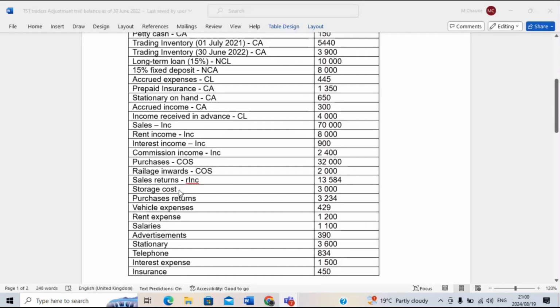So I was saying purchases is one of the items that we're going to utilize to calculate cost of sales. So I'm going to identify them as COS. COS means cost of sales, right? So note that as COS, cost of sales. And then we go to carriage inwards. Carriage inwards is also one of the items that we use to calculate cost of sales.